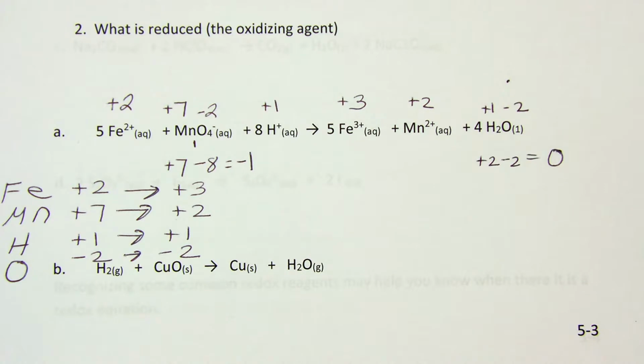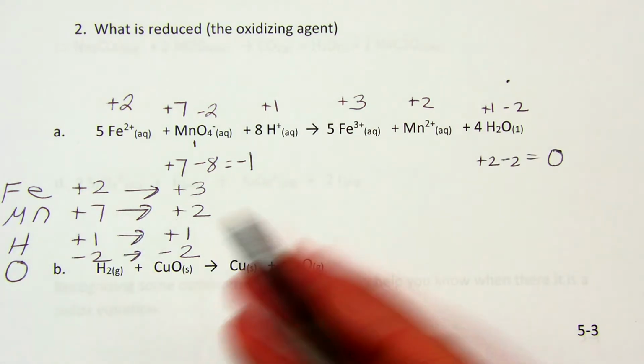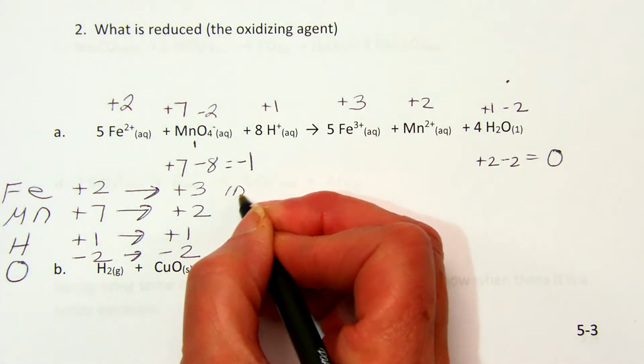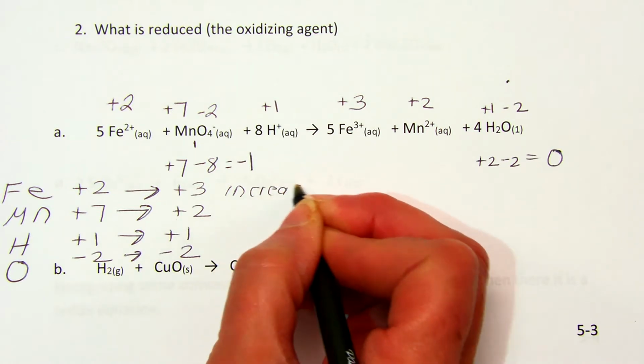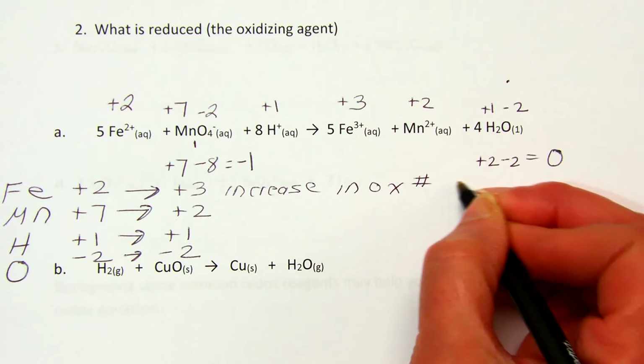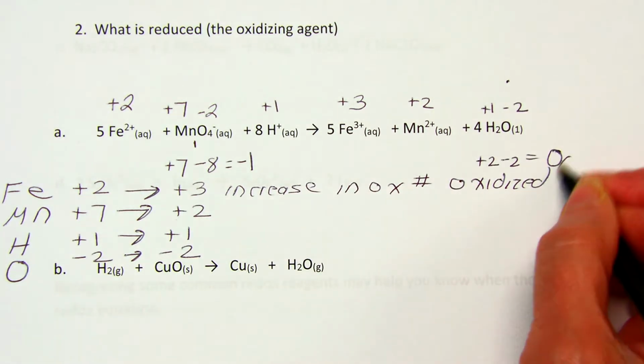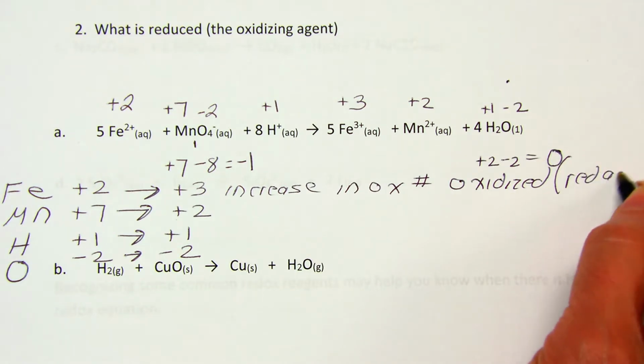So now we look at all of this and say to ourselves, well, what changed? Well, iron changed. Iron went from a 2 to a 3. It had an increase in the oxidation number, so iron was oxidized. It was the reducing agent.